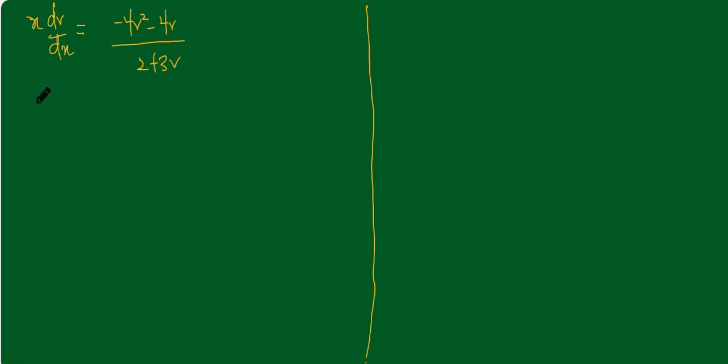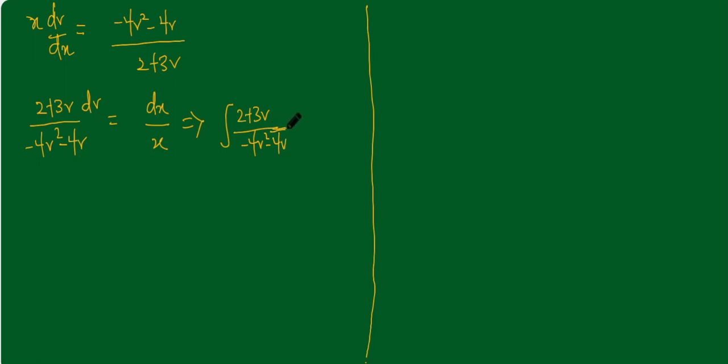So we have 2 plus 3v dv divided by minus 4v squared minus 4v is equal to dx divided by x. So we have successfully separated the variables in this case, and we can go on to integrate. So we have the integral of 2 plus 3v divided by minus 4v squared minus 4v with respect to v is equal to the integral of 1 over x with respect to x.